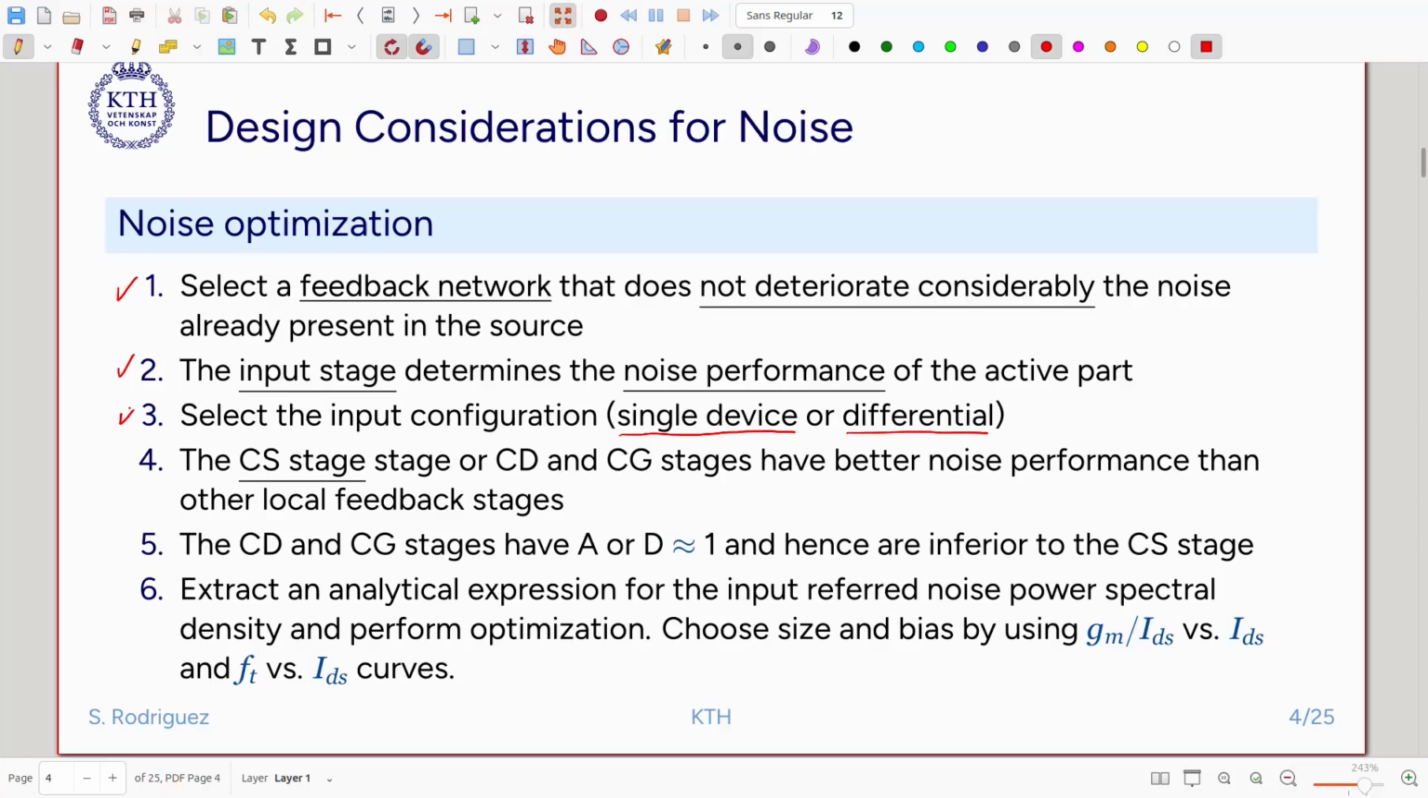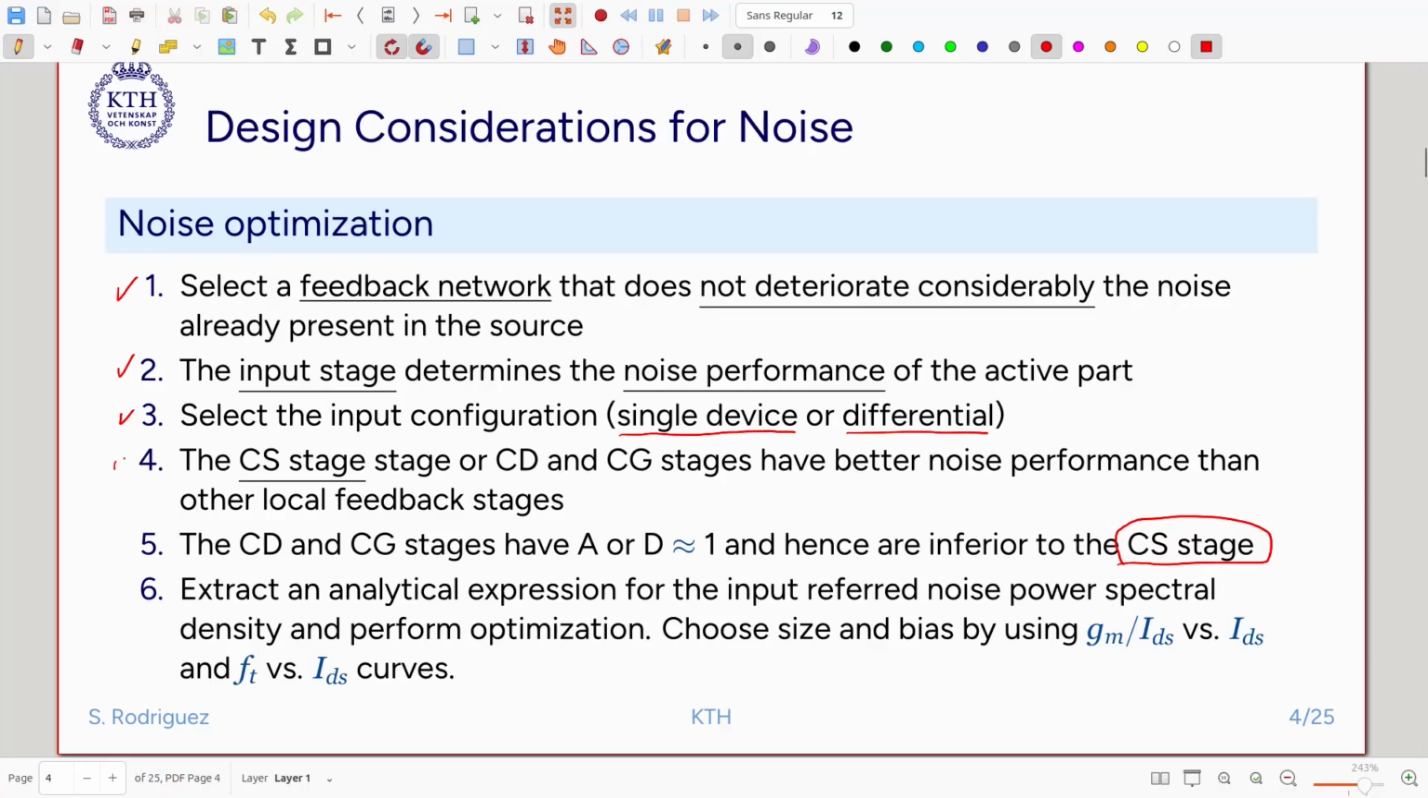Then from these three stages, the common drain and common gate have one parameter that is around 1. So the voltage gain or the current gain is equal to 1, and therefore they are inferior in noise performance to the common source stage. So whenever possible, we should use the common source stage as an input stage in a negative feedback amplifier.